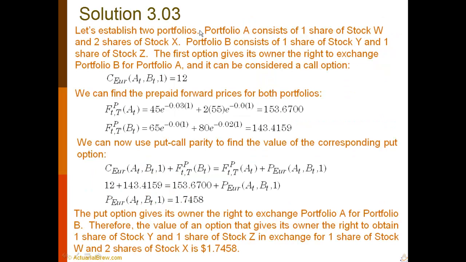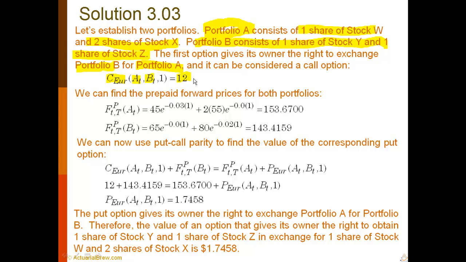In order to make this problem a little more tractable, let's define a couple of portfolios. Portfolio A consists of 1 share of stock W and 2 shares of stock X. Portfolio B consists of 1 share of stock Y and 1 share of stock Z. That first option then gives its owner the right to give up portfolio B and get portfolio A. Therefore, portfolio A is the underlying asset and portfolio B is the strike asset if we're considering that option to be a call option. And recall that that option has a value of $12.